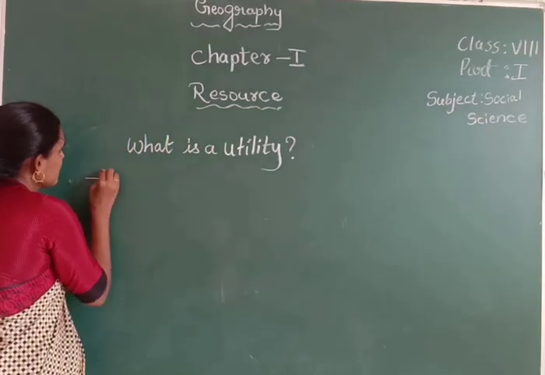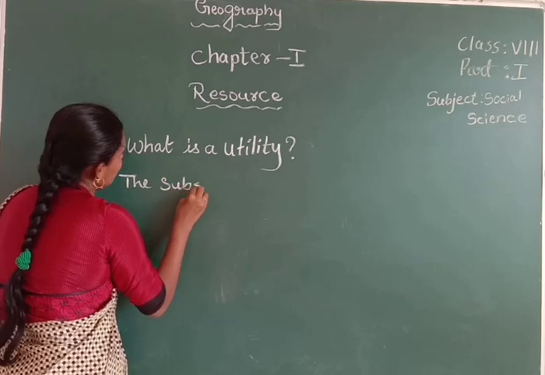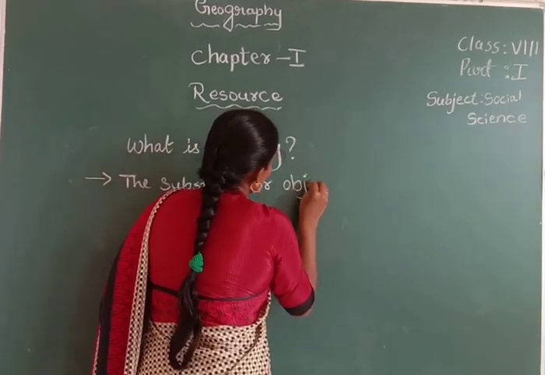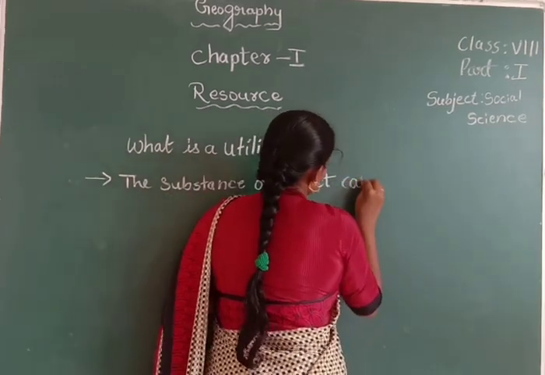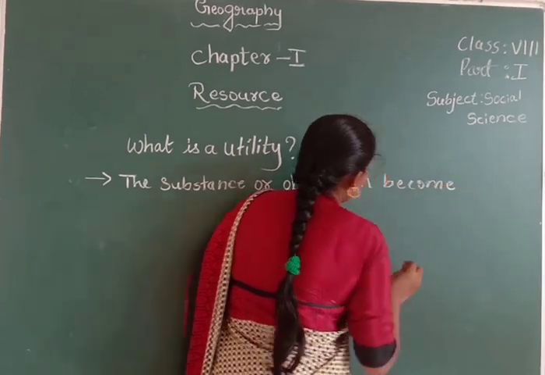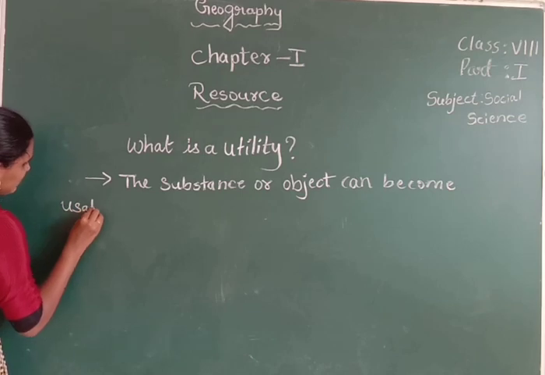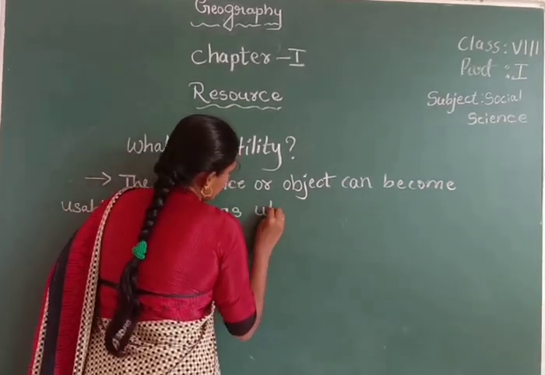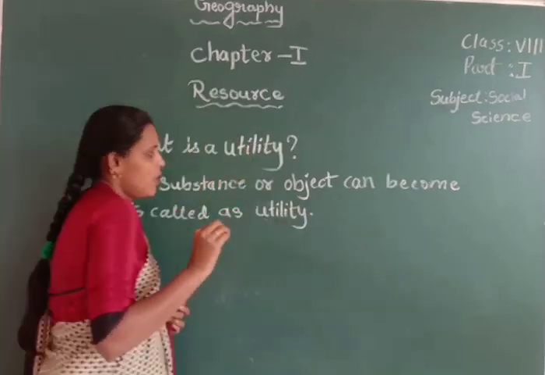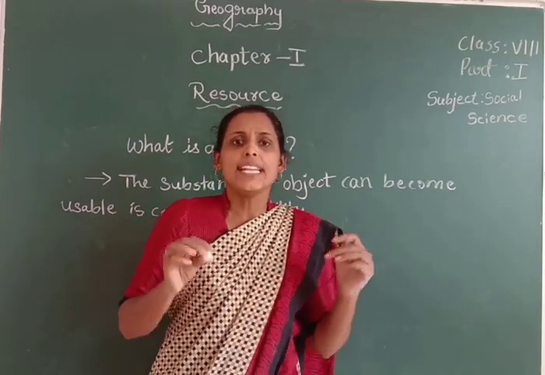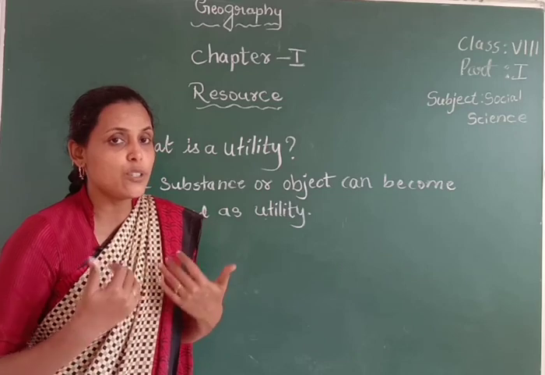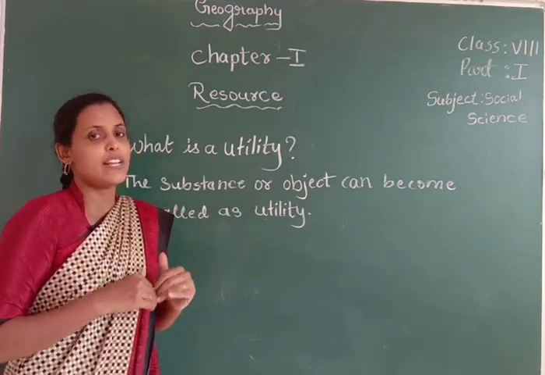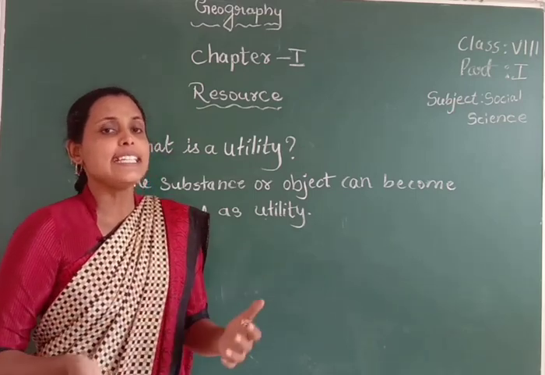The substance or object that can become usable is called utility. I hope up to here the concept is clear. So next, you saw that the things that satisfy our needs or wants are called resources, and utility means a substance or an object that can become of use. Okay children, the next term is value.